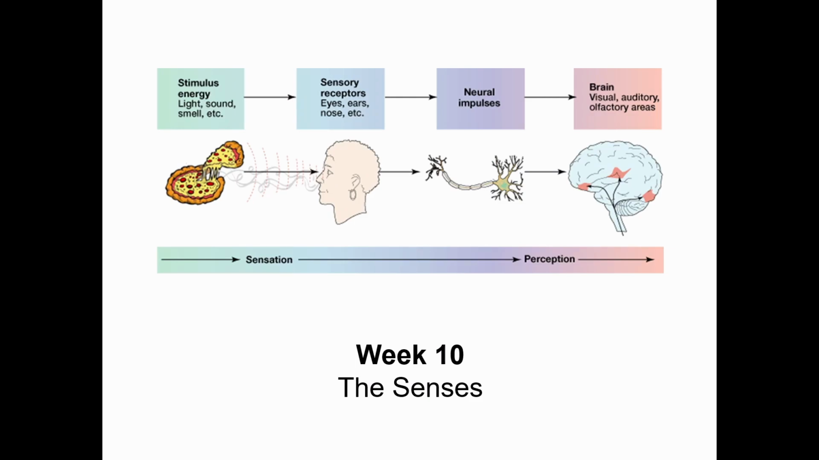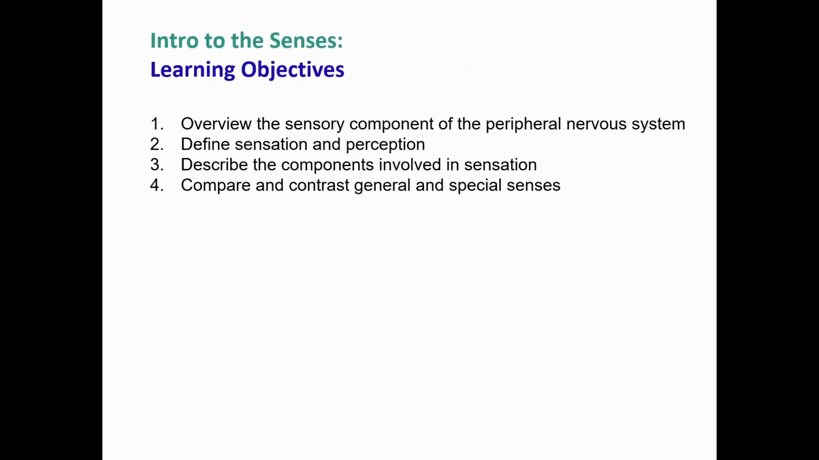Right, so we're moving into the senses to finish off the nervous system. For this first video, we're just going to briefly introduce ourselves to the senses, talk about the overview of the sensory component of the peripheral nervous system, talk about sensation versus perception and some of the components involved in sensation, and then talk about what general versus special senses are. So this one will be relatively short.